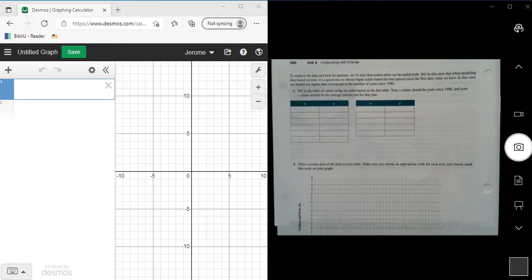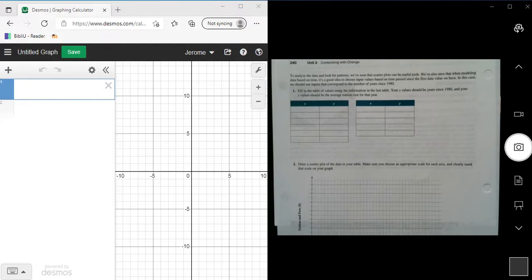Now we go here to the back. It says to analyze the data and look for patterns, we've seen that scatter plots can be useful tools. We've also seen that when modeling data based on time, it's a good idea to choose input values based on time passed since the first data value we have. In this case, we should use inputs that correspond to the number of years since 1980. So it says fill in the table of values using the information in the last table.